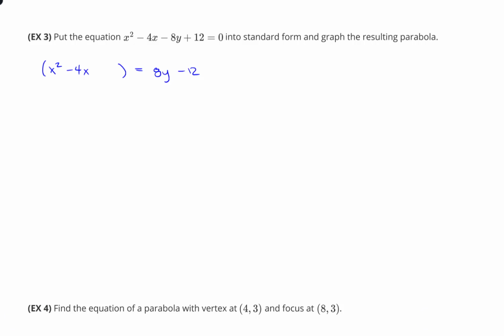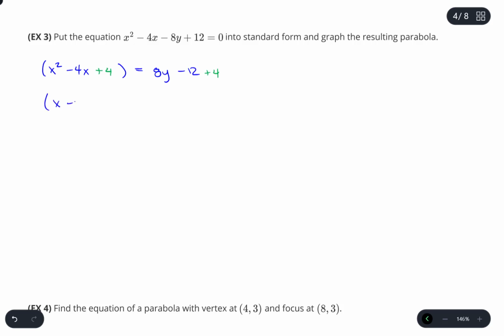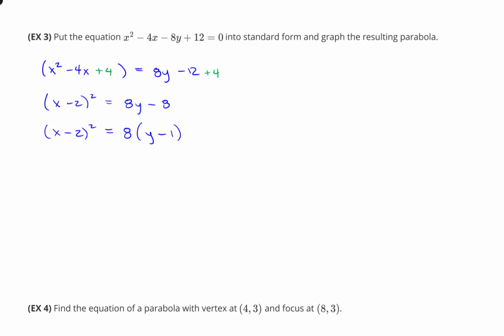So let's see. To complete the square, I would take this value here, divide it by 2, which would be -2, and square it, so that would be 4. Then I add 4 to both sides, which gives me x minus 2 quantity squared and 8y minus 8. So that I end up with x minus 2 quantity squared, and 8 is a common factor here, which I can pull out, and that leaves me with y minus 1. Now, this is my standard form.